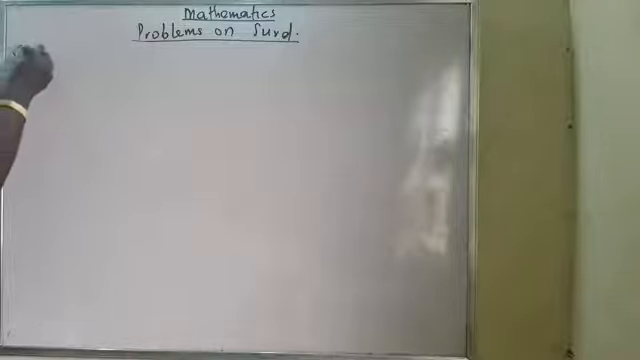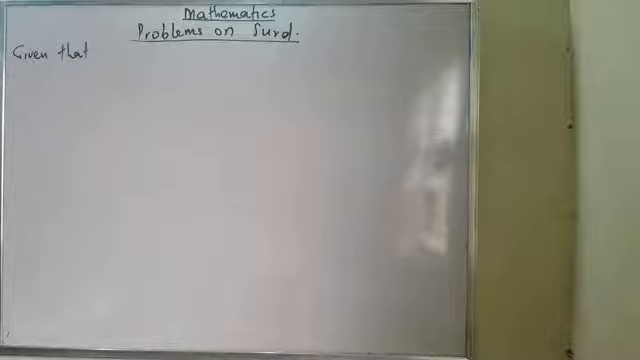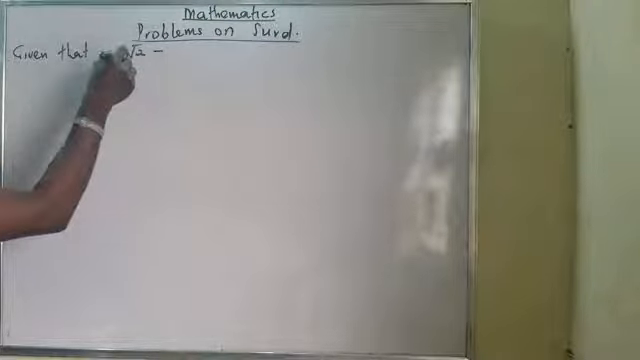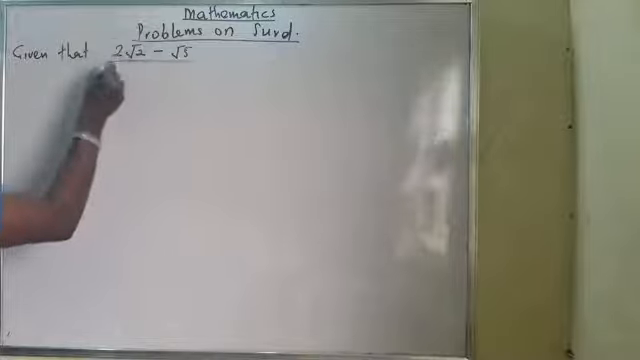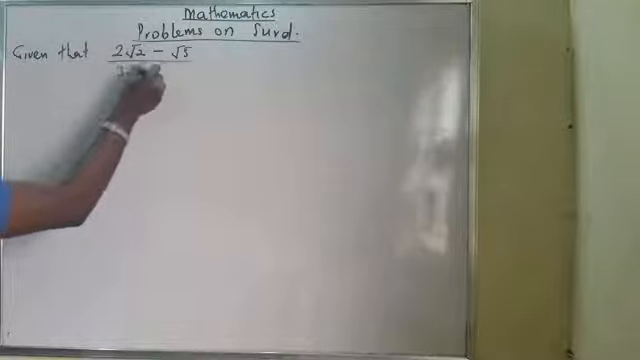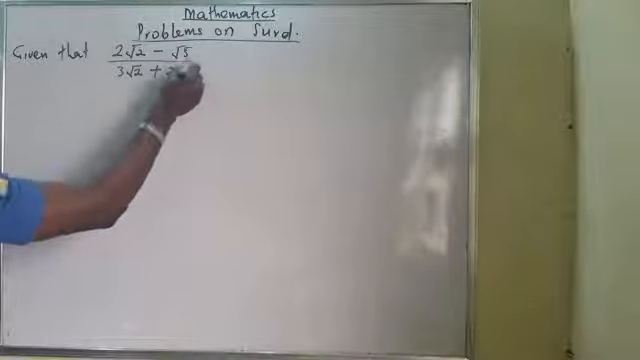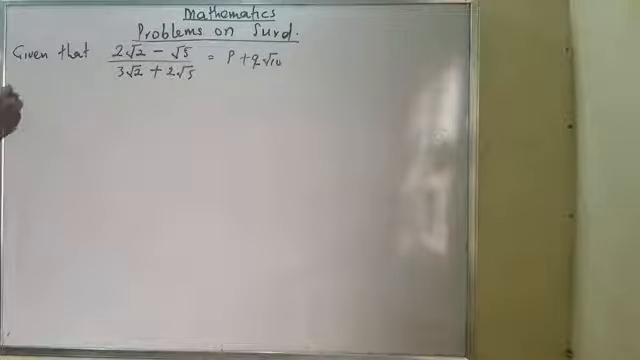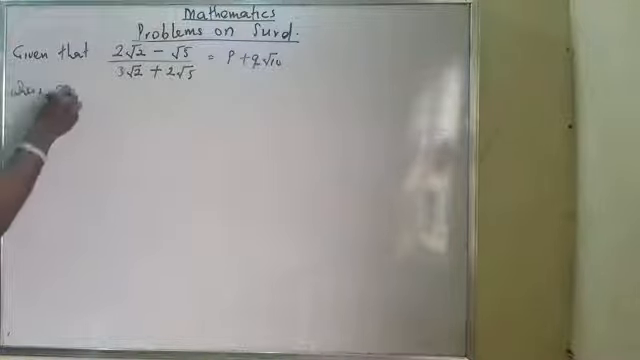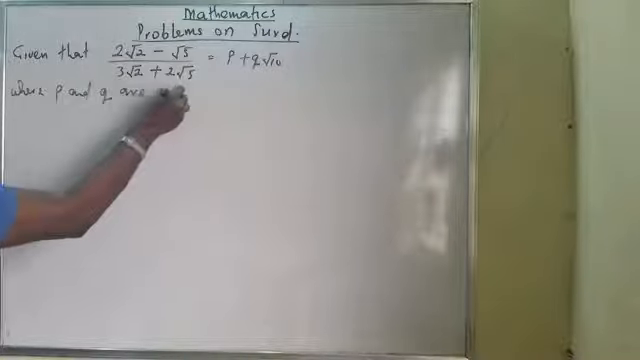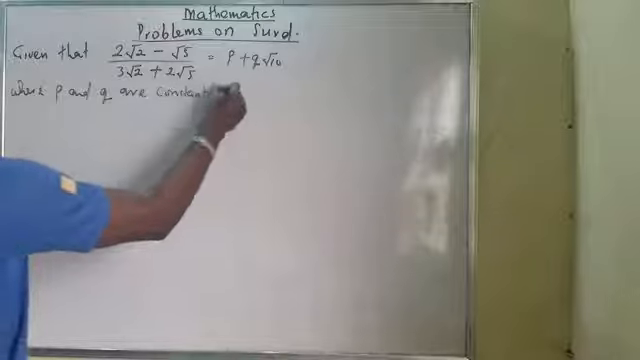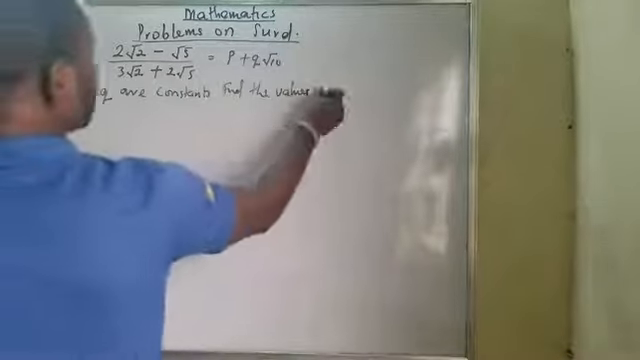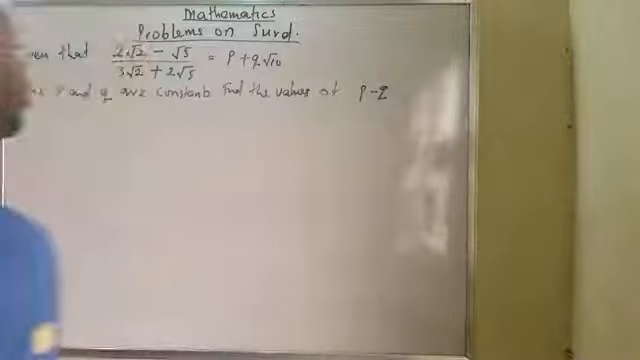You are asked: given that (2 root 2 minus 5 root 5) over (3 root 2 plus 2 root 5) equals p plus q root 10, where p and q are constants, find the value of p minus q. Find the value of p minus q.